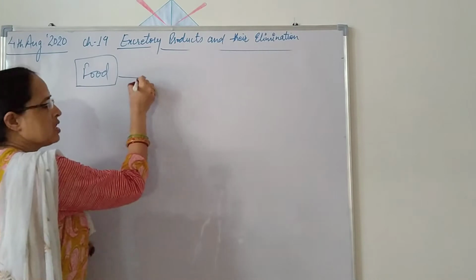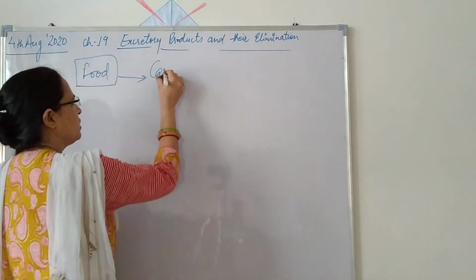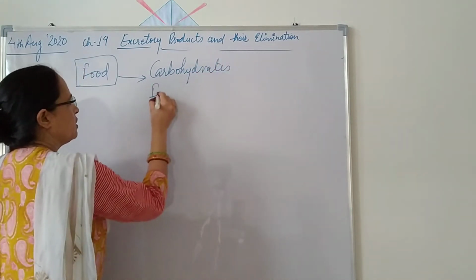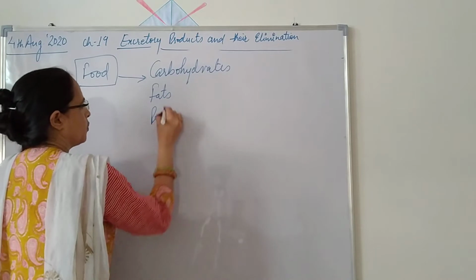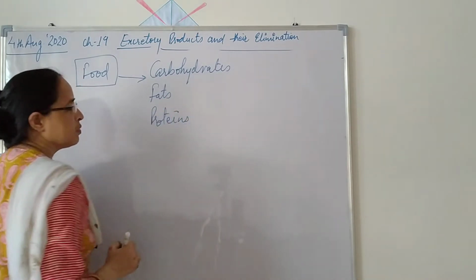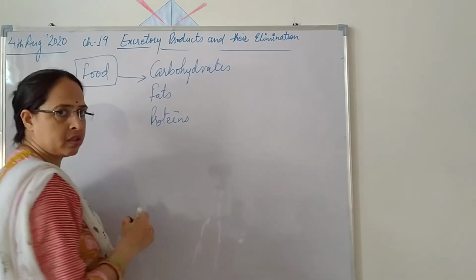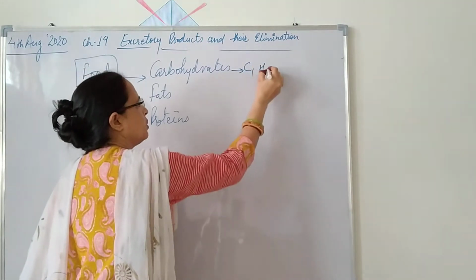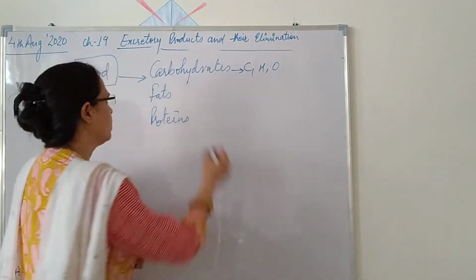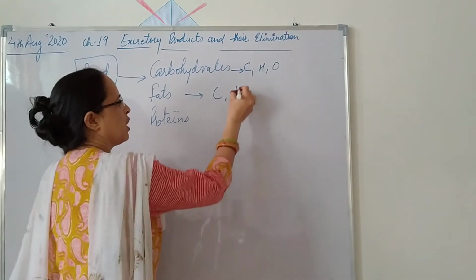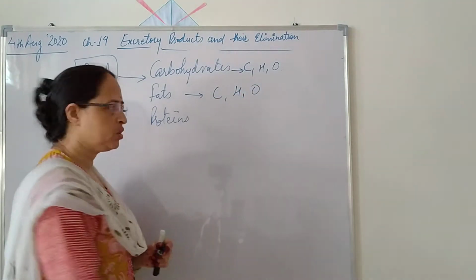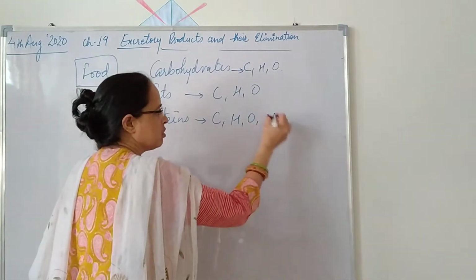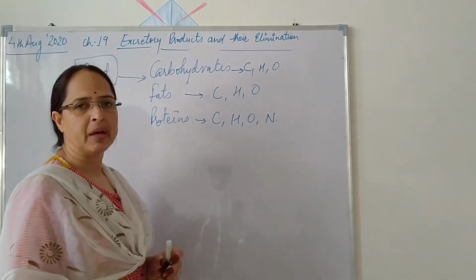So we know that when we take in food, this food consists of carbohydrates, fats, proteins. These are the major food components. Then vitamins and minerals. Carbohydrates are composed of carbon, hydrogen and oxygen. Fats are also composed of carbon, hydrogen and oxygen. And proteins contain carbon, hydrogen, oxygen, nitrogen and other minor elements.